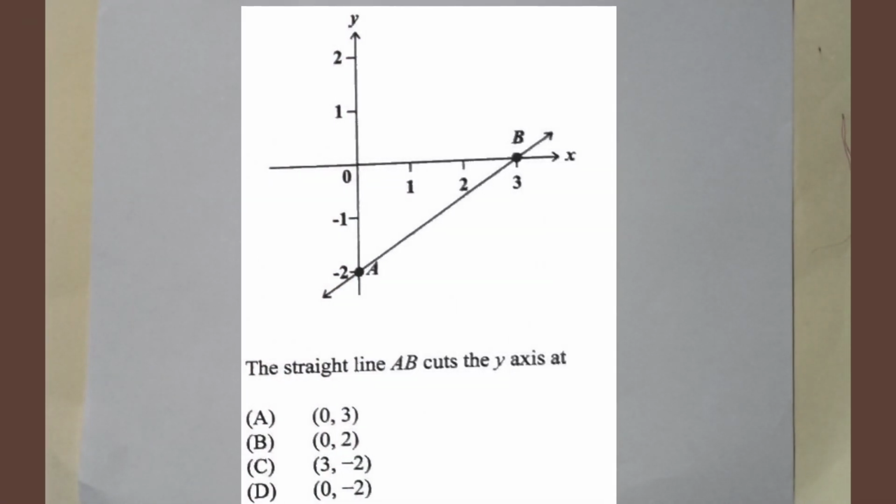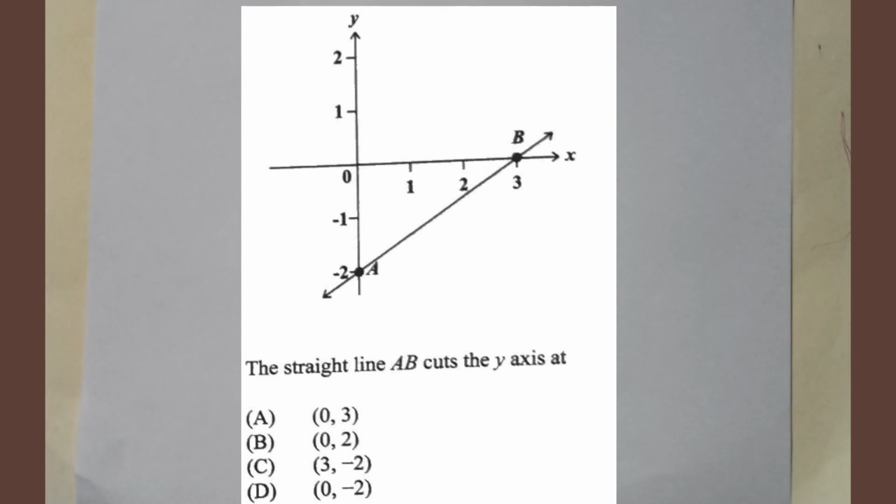Now on to the next question. So you get a graph, you need to examine your graph carefully. Please examine your graphs carefully, reread your questions at least 2 times. The straight line AB cuts the y-axis at... So go ahead, identify your y-axis and look where the line cuts the y-axis. Remember, you read from your x-axis first. So the value there of your x is what?